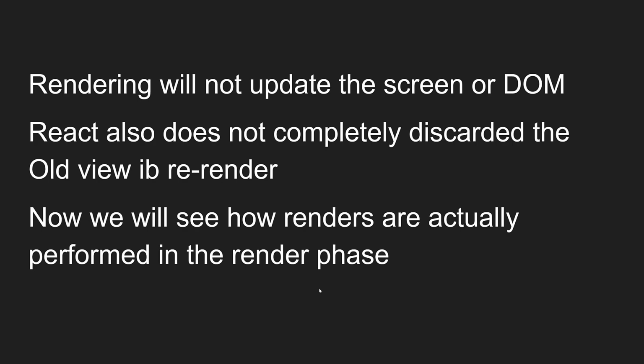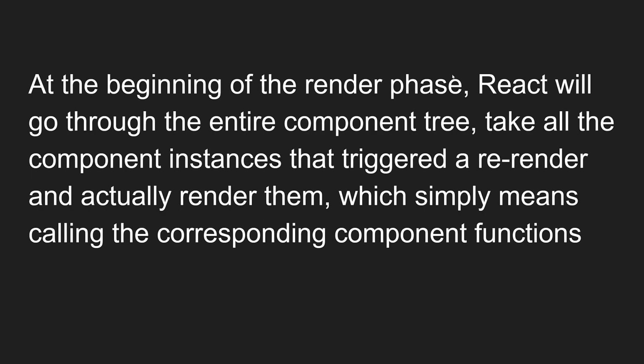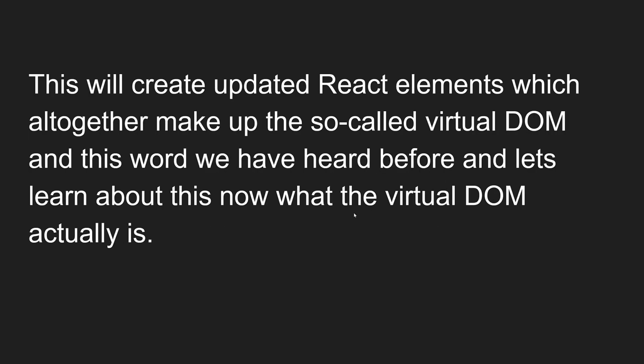Now we will see how renders are actually performed in the render phase. At the beginning of the render phase, when rendering is happening, React will go through the entire component tree, take all the component instances that triggered a re-render and actually render them, which simply means calling the corresponding component functions. So it will simply call the component functions, and this will create the updated React elements.